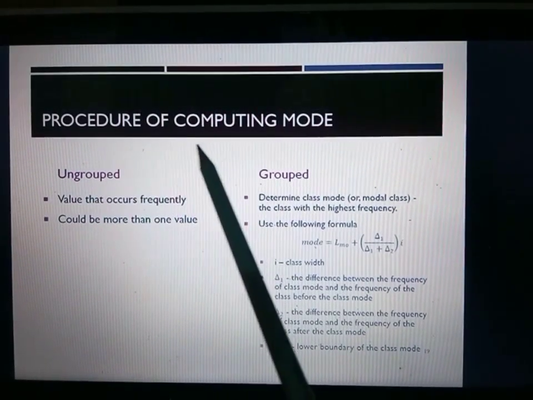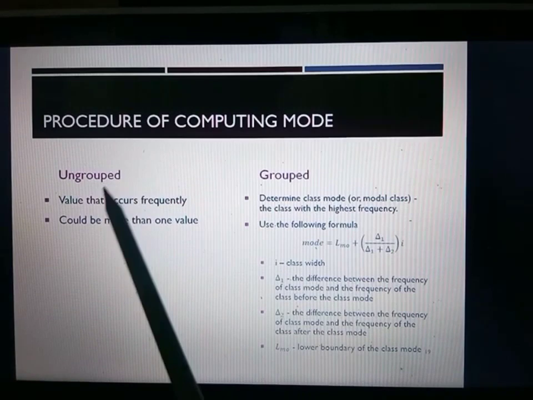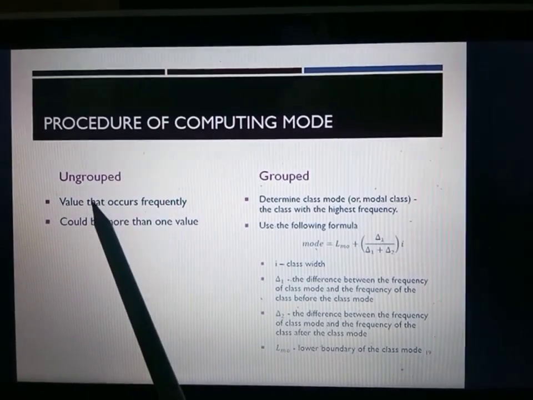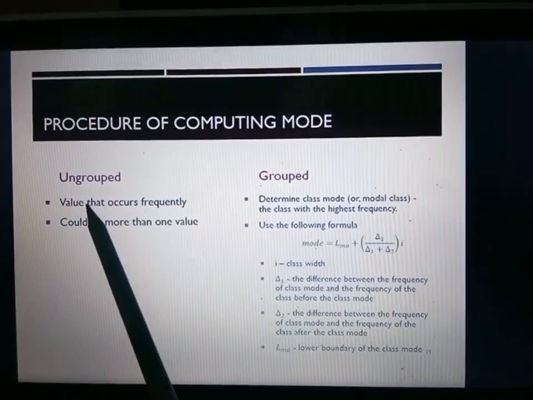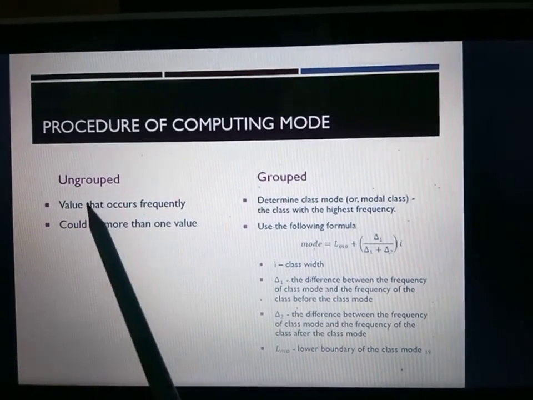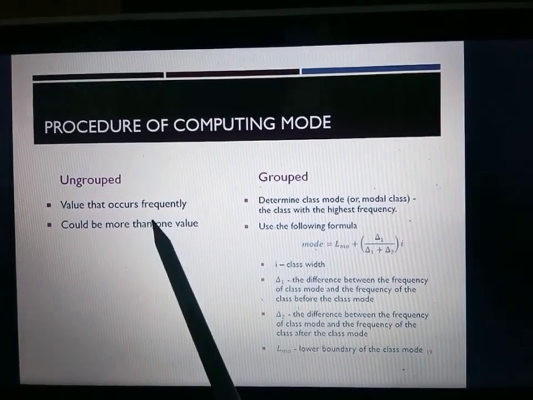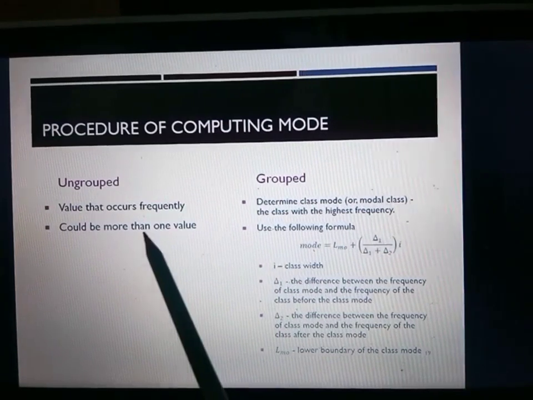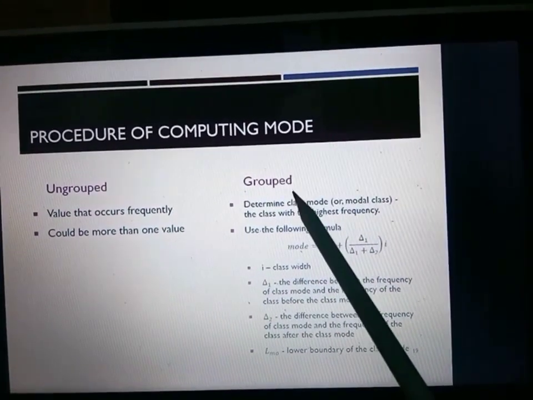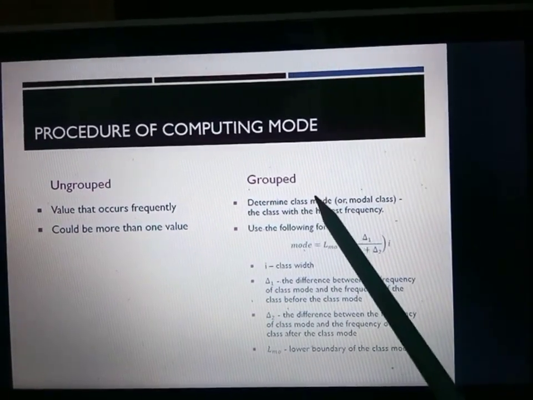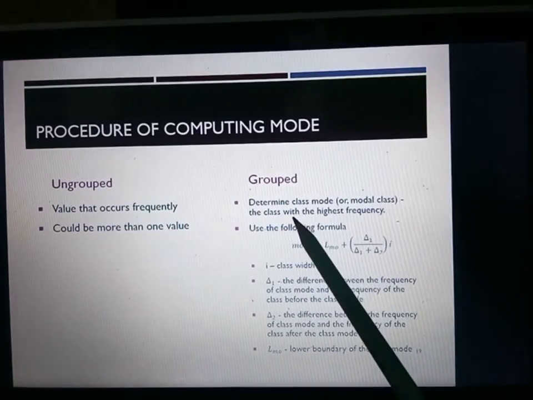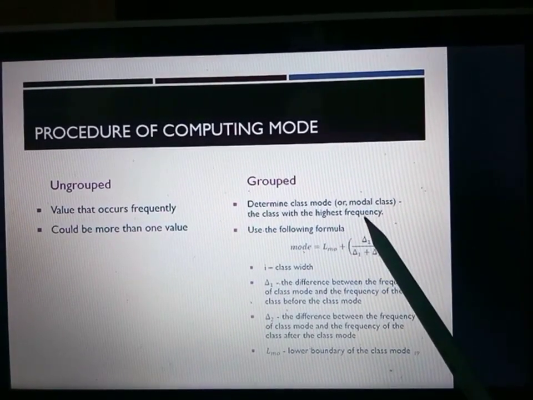Okay, procedure of computing mode. For ungrouped data, this is easy. We can only find the mode for ungrouped data as the value that occurs most frequently. It could be more than one value.